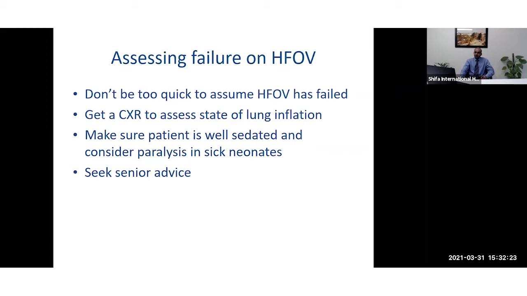The other important thing is that all other supportive measures in these sick babies should continue. So careful attention to the cardiovascular status, to the blood pressure, to the fluid and electrolytes. And most importantly, the babies on high frequency ventilation have to be really, really well sedated, unlike conventional ventilation. It will be very unusual for a baby not to be sedated on high frequency ventilation. And most of the time, especially the ones where we are struggling with oxygenation, those babies will be paralyzed as well. And if you're really struggling with oxygenation or ventilation, ask for senior advice.